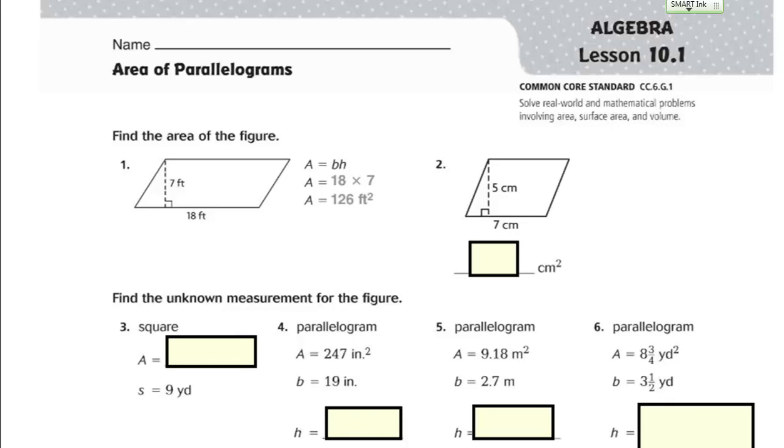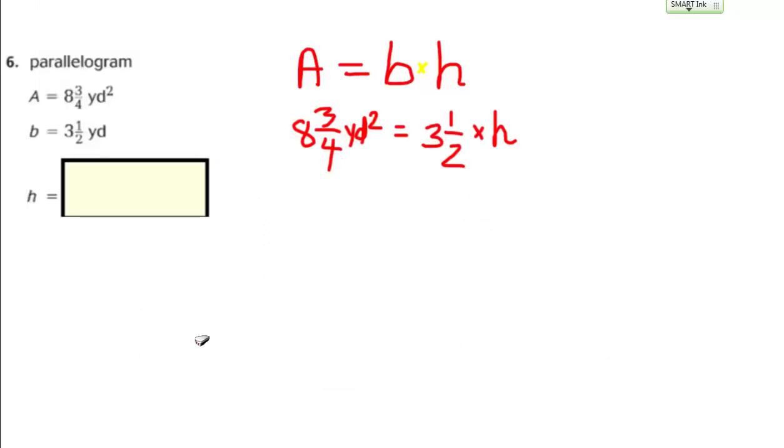The question that's been giving people a lot of difficulty is question number 6. So we're going to take a look at that one first. What makes this one a little challenging is the fact that they give you the area and they want you to find the missing height. So step 1 is to write down the formula, which of course is area equals base times height. Step 2 is to write the area underneath the A, and the base, we know that, is 3.5 yards. We don't know the height.